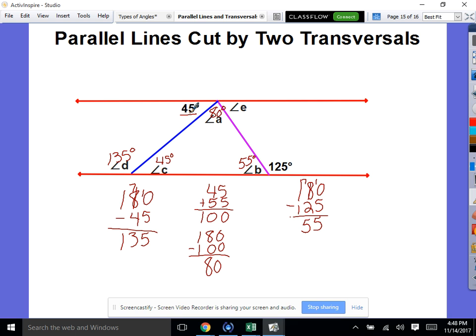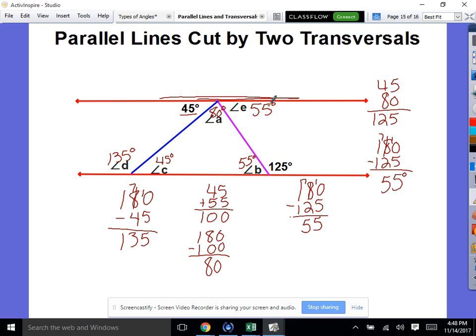And then 45 degrees, 80 degrees, and angle E form this straight angle. So we can add 45 plus 80 to give us 125. And then we can subtract 125 from 180, that's in a straight angle, to find the measure of angle E. So 10 minus 5 is 5, 7 minus 2 is 5. So angle E is 55.